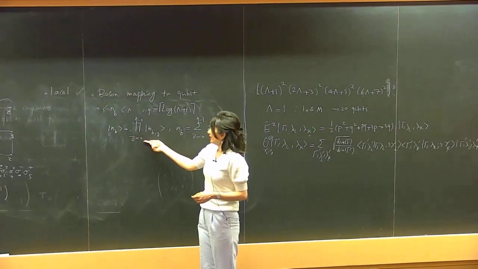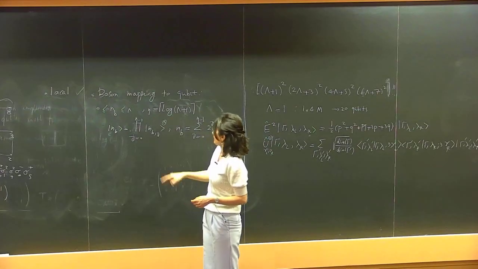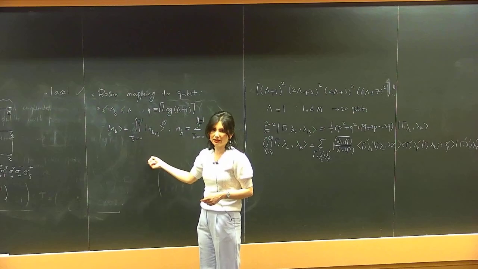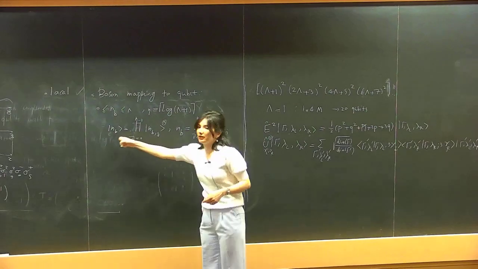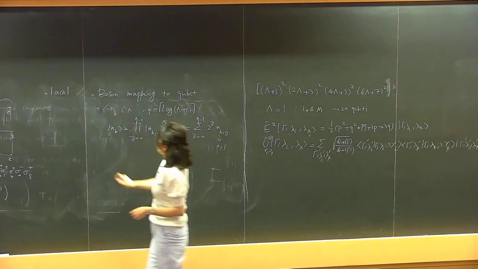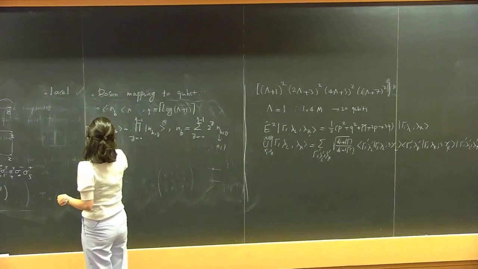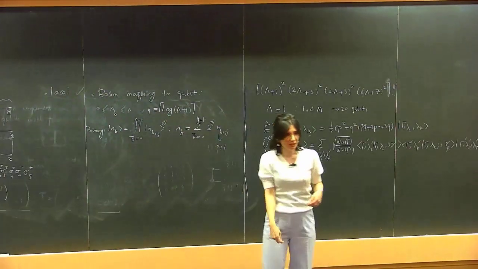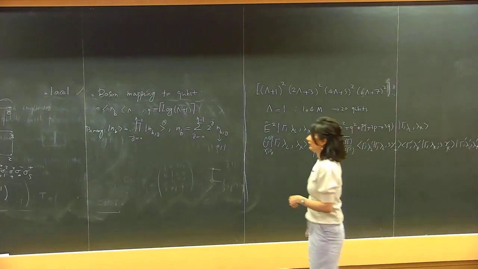So then I can define the tensor product of these 0s and 1s on a bunch of qubits. That, according to this mapping, would give you the state associated with n_B. So this is what is called a binary mapping. It's efficient because it only requires logarithm of lambda number of qubits to store the information.